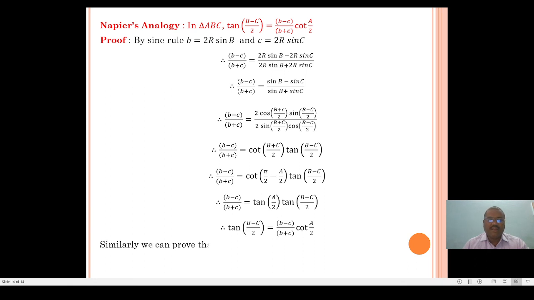And similarly, we can prove that tan (C minus A) upon 2 equals (c minus a) upon (c plus a) cot B by 2, and tan (A minus B) upon 2 equals (a minus b) upon (a plus b) into cot of C by 2. Thank you. We stop here and we see next.